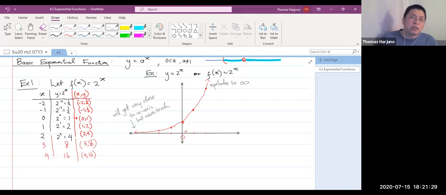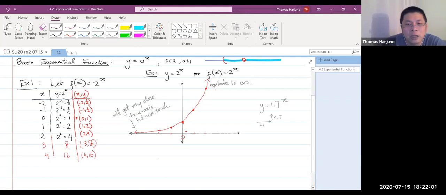Now you will see that we have the same behavior even if I change that 2 to 3, to 4, or any number more than 1. If the base is, let's say, y equals 1.7 to the x, then every time we move 1 unit to the right, I will multiply the previous result by 1.7. So it will be increasing.